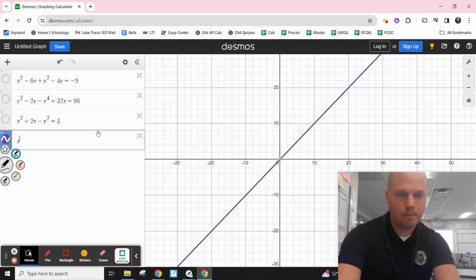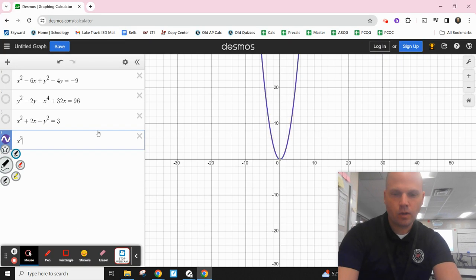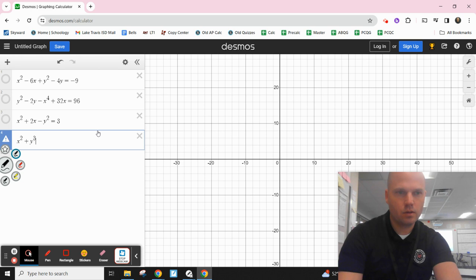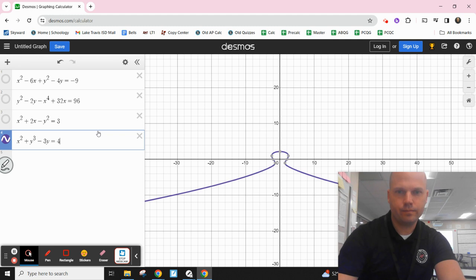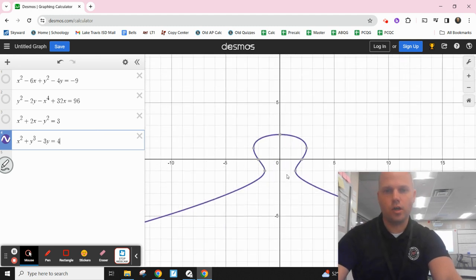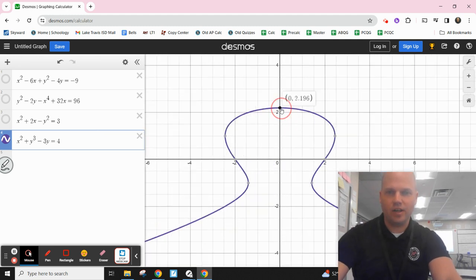X squared plus y cubed minus 3y equals 4. Oh, yo. Turns out there is. I'm just not going to ask you to find it. This is an upside down uvula. Look at that.